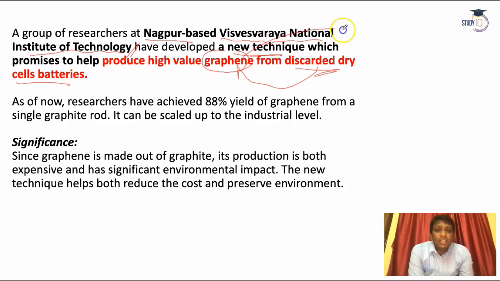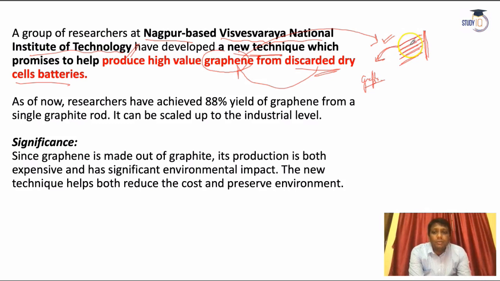See guys, graphene is a wonderful material discovered by some scientists, and for that these people got the physics Nobel Prize. Okay, actually graphene is what? Suppose this is graphite. Okay, a single layer of graphite is actually graphene. So graphite is a multiple layer of graphene, and graphene is what? It's a single layer of graphite. This is a way to simplify this.